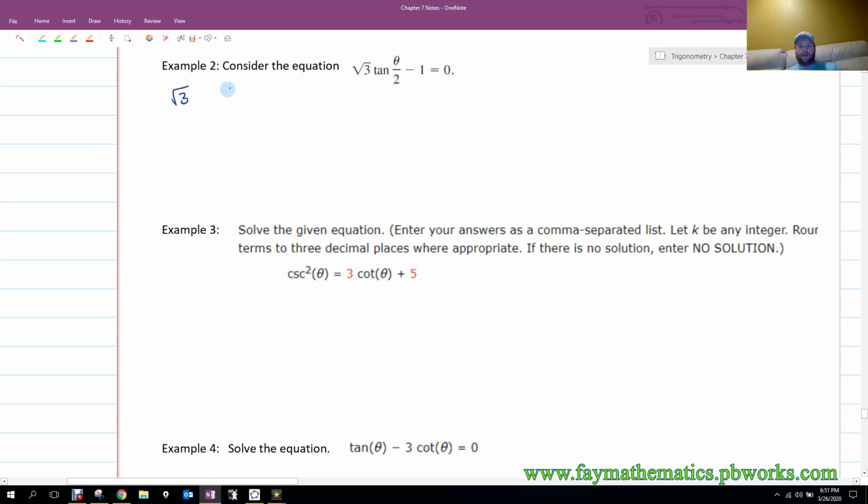So we've got radical 3 tangent, now it's theta over 2, is equal to 1. When I move that 1 over, I'll divide both sides by radical 3. So we get tangent of theta over 2 is equal to 1 over root 3, which turns into radical 3 over 3. So now I've got to figure out where that happens for our tangent function.